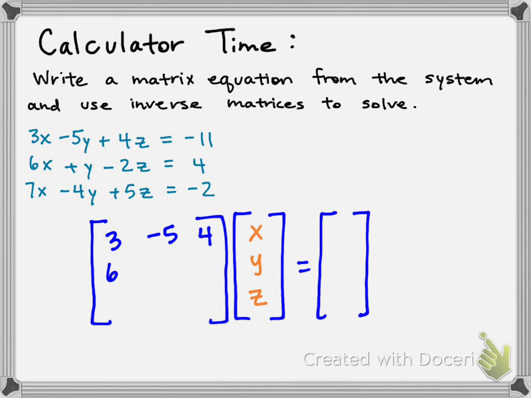Second row is 6, 1, negative 2. And our third row is 7, negative 4, and 5. We're going to set that equal to our constants that are on the right side of our equation. So we have negative 11, 4, negative 2.